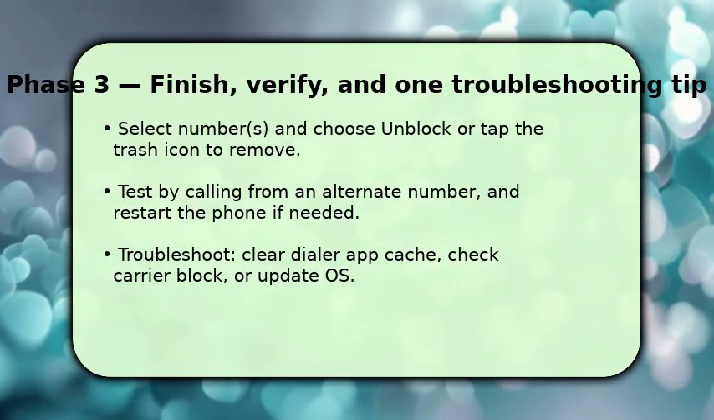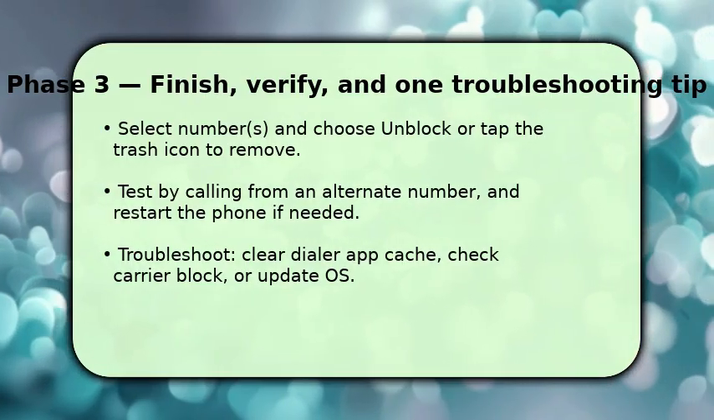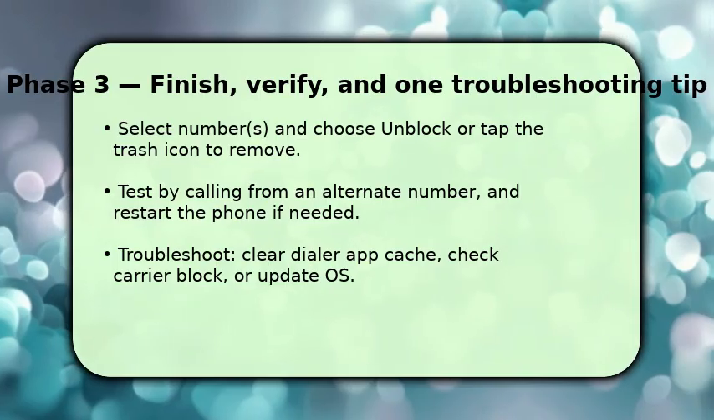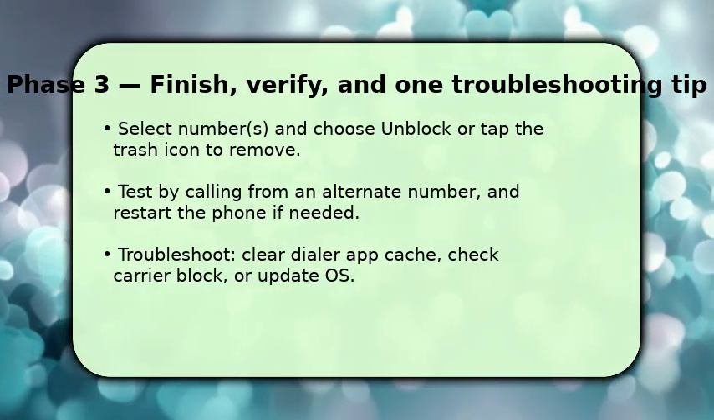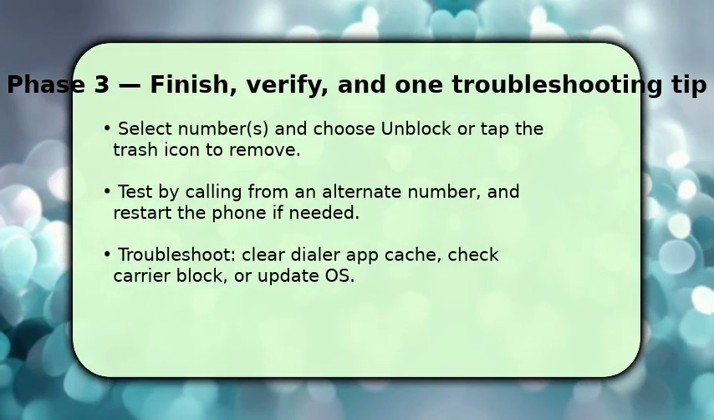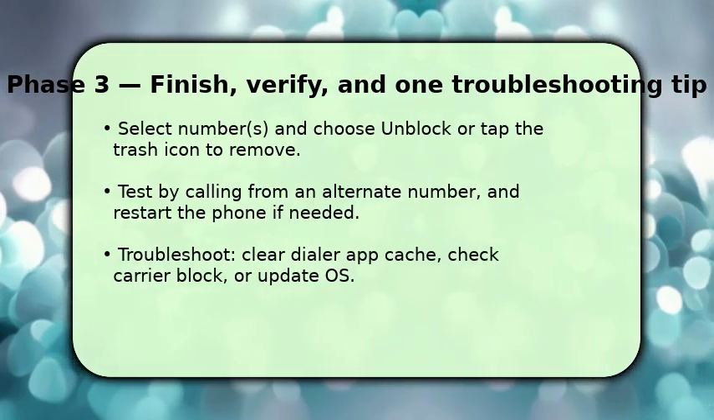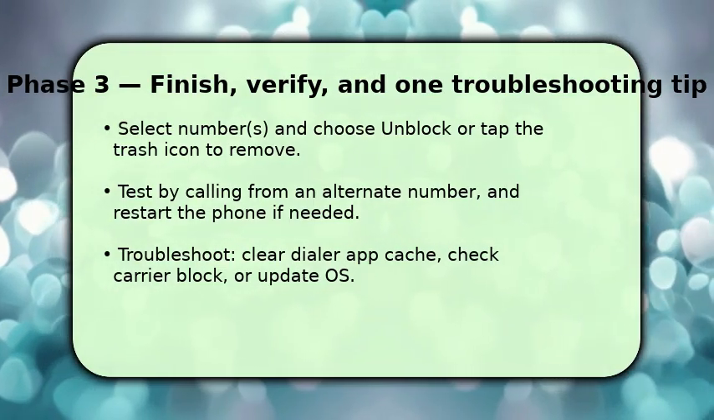Test by having the contact call you or use an alternate number. If the call still fails, clear the dialer app cache, check any carrier-side blocks, or update your OS. These steps fix lingering blocks and ensure the unblock actually propagates.